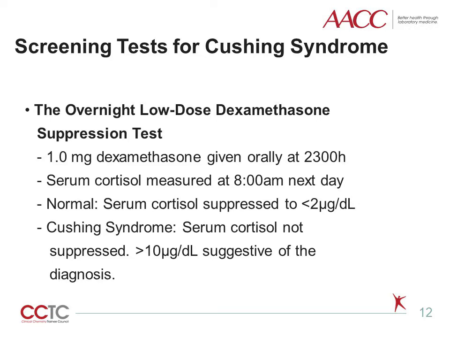Serum cortisol greater than 2 micrograms per deciliter may be seen in cases of stress, obesity, infection, acute or chronic illness, alcohol abuse, severe depression, oral contraceptive use, pregnancy, estrogen therapy, etc. While in Cushing syndrome, serum cortisol is not suppressed, and a cortisol level greater than 10 micrograms per deciliter is suggestive of the diagnosis.